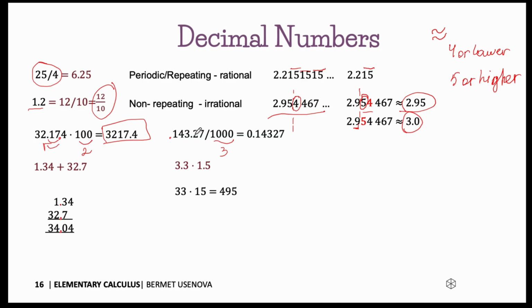Then we count how many places we moved it. We moved it one here and one here. So we had one here and we have one here. Let me erase it.